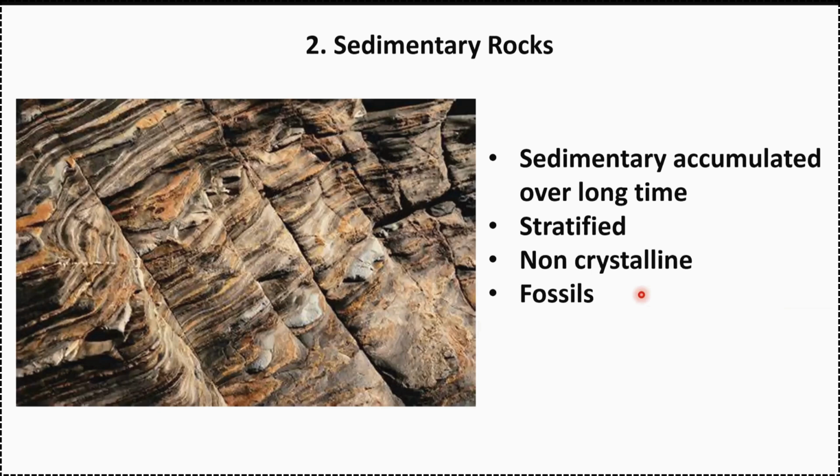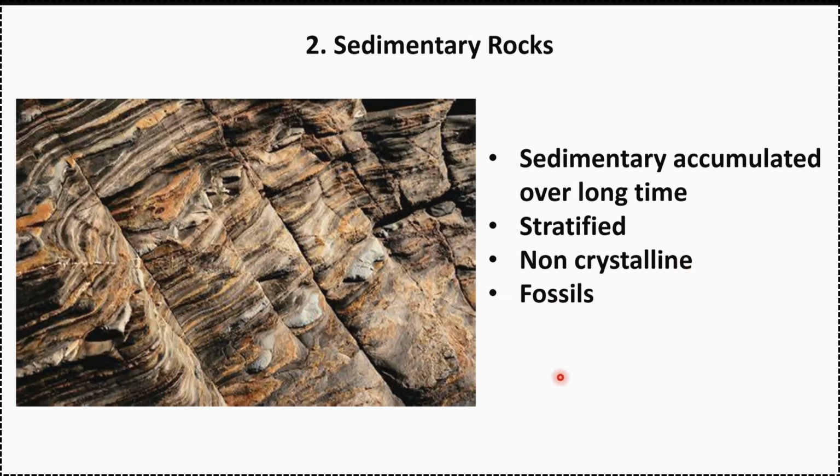Coming to the second type of rock, sedimentary rocks. These rocks are formed from the accumulation and compaction of sediments over a long period of time, and these materials are brought from longer distances by glaciers, water streams, etc. They are uniquely characterized by the presence of layers, hence the name stratified sedimentary rocks. As they are formed by accumulation of sediments over time, they are non-crystalline in nature and often contain fossils of both animals and plants.